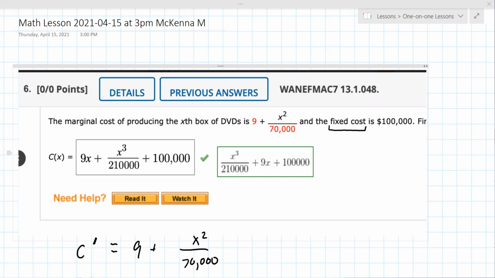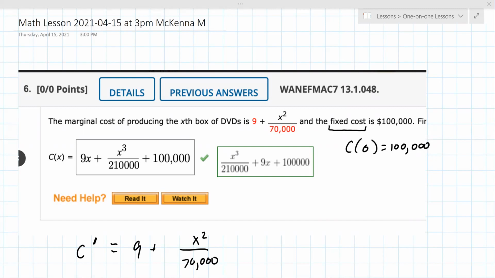Okay. It depends on the function. So what this fixed cost means is that the cost of 0 is 100,000. So if the rest of the function after you integrate it is 0, then it is just C, it becomes that.